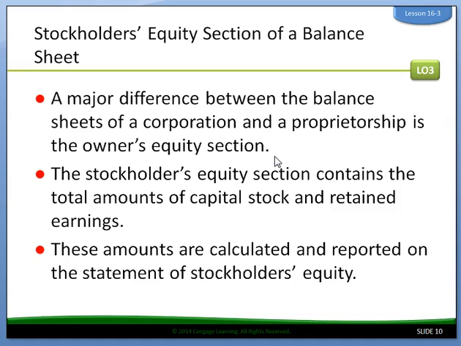Now the last section is our stockholder equity section of the balance sheet. A major difference between the balance sheets of a corporation and a proprietorship is the owner's equity section. The stockholders' equity section contains the amounts of capital stock and retained earnings. These amounts are calculated and reported on the statement of stockholders' equity, which we just did the other day.